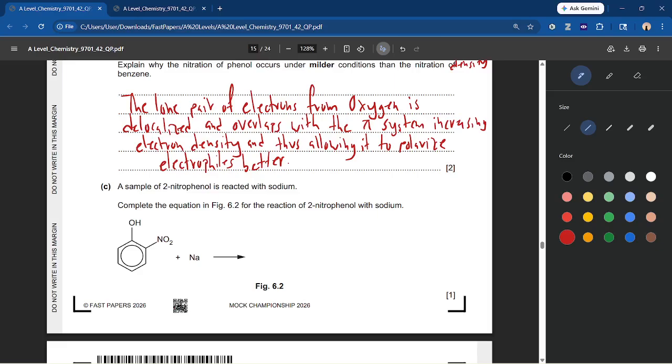Complete the equation in figure 6.2 for the reaction of 2-nitrophenol with sodium. So obviously it's reacting with sodium. Again, don't forget the ring. The ring, NO2. This is very simple, just NO2, and this will be ONa plus half of H2.